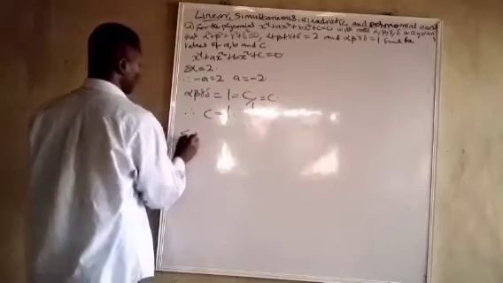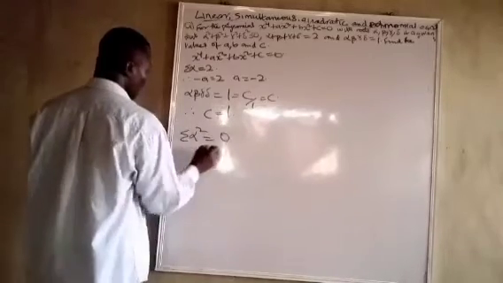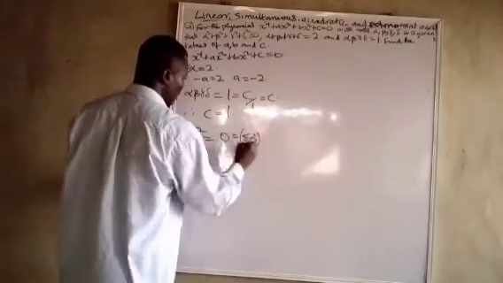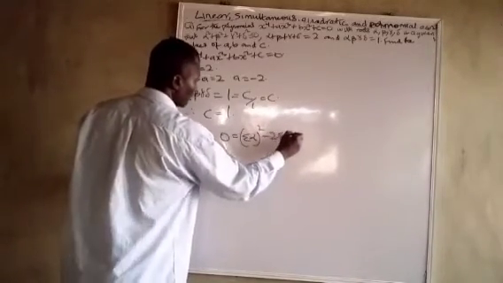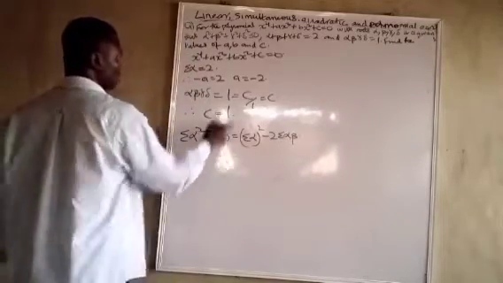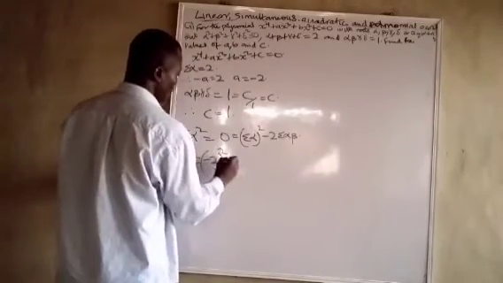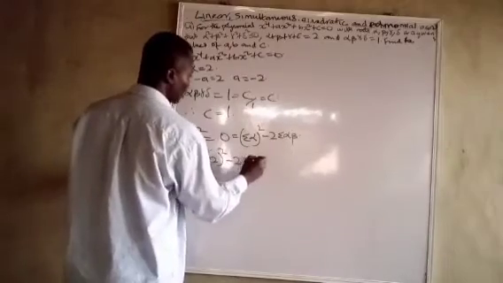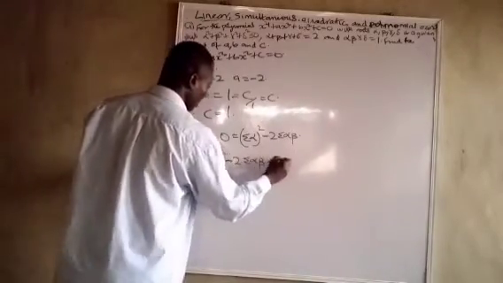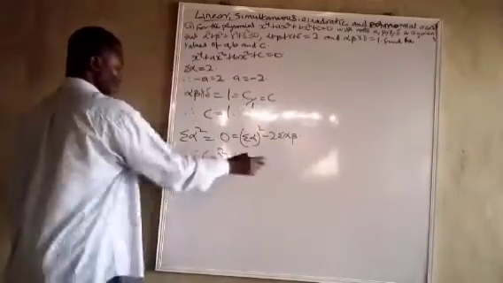We also know that summation alpha squared is equal to 0. And we know this is equal to summation alpha, all squared, minus 2 summation alpha beta. And we know summation alpha to be 2. So which means that 2 all squared minus 2 into summation alpha beta equals 0. Okay. Minus 2 summation alpha beta.